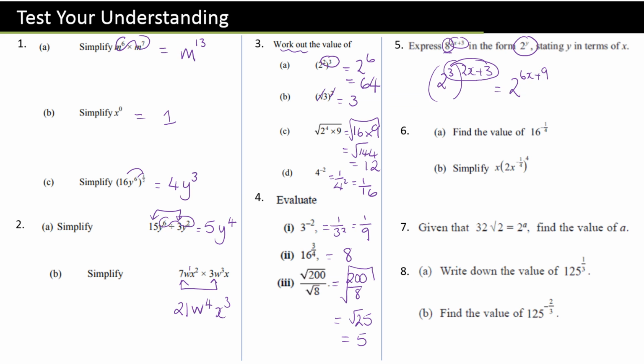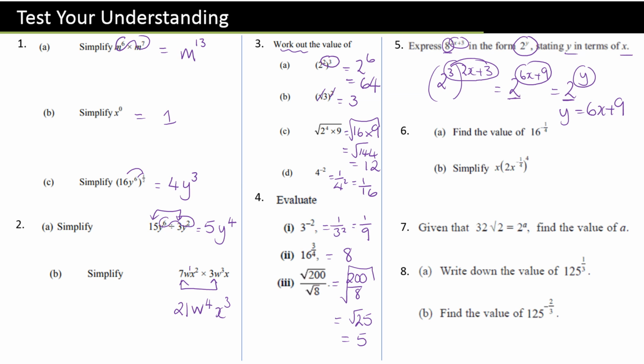So in terms of that equaling 2 to the y, we can see that the power, the 6x plus 9, is equal to the y. So stating y in terms of x just wants you to say that y is equal to 6x plus 9, equating those powers once we've got the number on the ground, the base, the same.